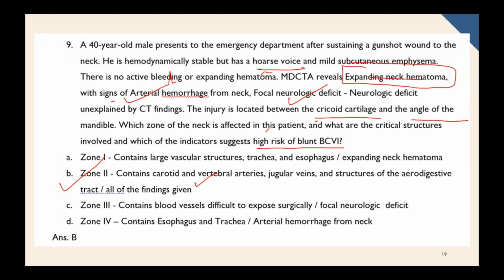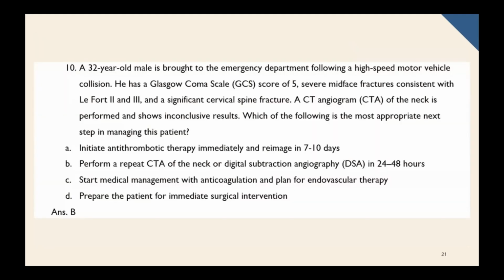Now, which are the structures there in zone 1? So in zone 1, you are having trachea, esophagus. In zone 2, you are having carotid, vertebral artery, jugular veins. And in zone 3, you are having the vertebral arteries and the cerebral arteries, which supply the brain.